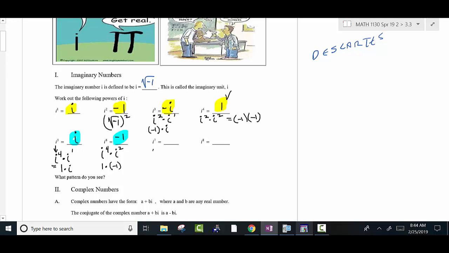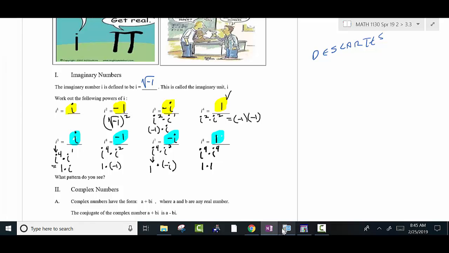So i to the seventh, you could go i to the fourth times i to the third. I to the fourth is 1, i to the third is -i, so 1 times -i is -i. And then the last one, i to the eighth, you could break up into i to the fourth times i to the fourth, which is 1 times 1, so it's equal to 1. So your powers go on over and over again like that. They always work that way, okay?